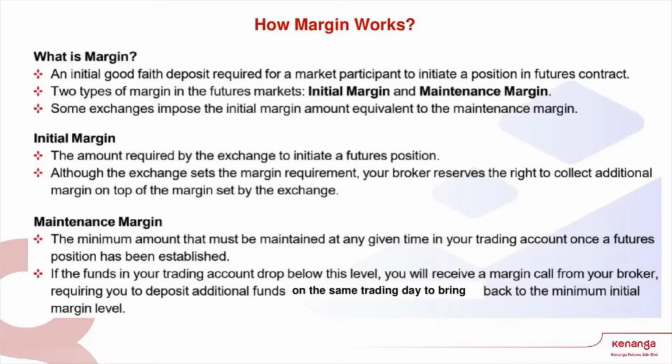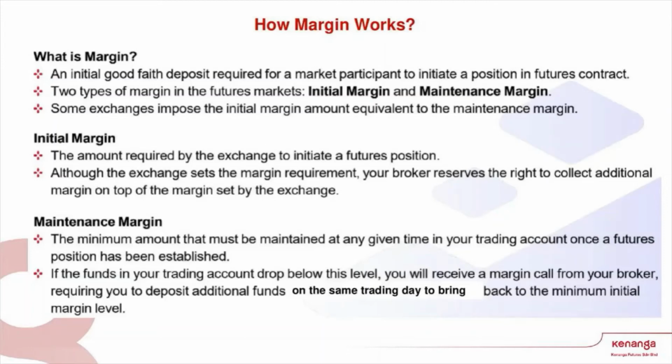It is important for you to understand margins in futures contracts. Before entering into a futures contract, each trader in the market is required to put up an amount of money called a margin with your broker to initiate a position in the futures contract. This is done in good faith to protect all participants from counterparty default. There are two types of margin in the futures market: the initial margin and the maintenance margin. Some exchanges impose the maintenance margin to be equivalent to the initial margin, so it would be best to check this prior to trading.